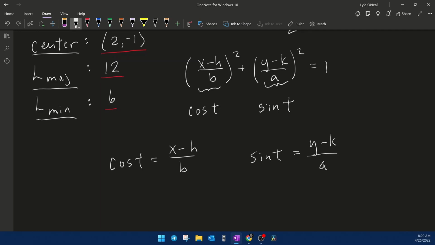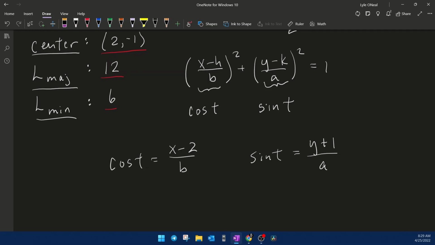And now for some plug and play. Remember that the center of an ellipse is the ordered pair (h, k). So here we can see that h can be replaced with 2. k can be replaced with -1. And remember, minus a negative will make that a +1.